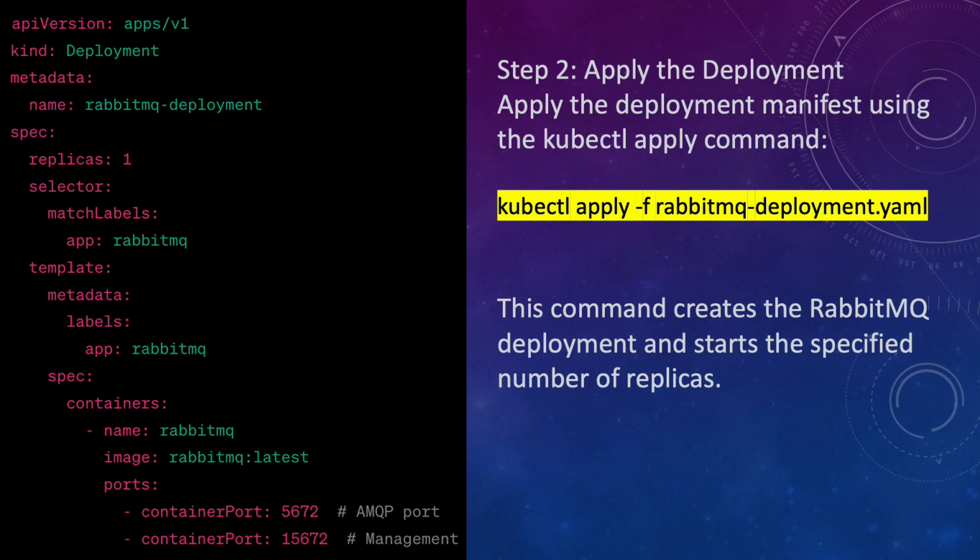Running this command in your terminal or command prompt applies the deployment manifest specified in the YAML file. It creates the RabbitMQ deployment and starts the number of replicas defined in the manifest. With this step completed, RabbitMQ will be up and running in your Kubernetes cluster, ready to handle messaging and communication. Now, let's proceed to the next step of exposing the RabbitMQ service.